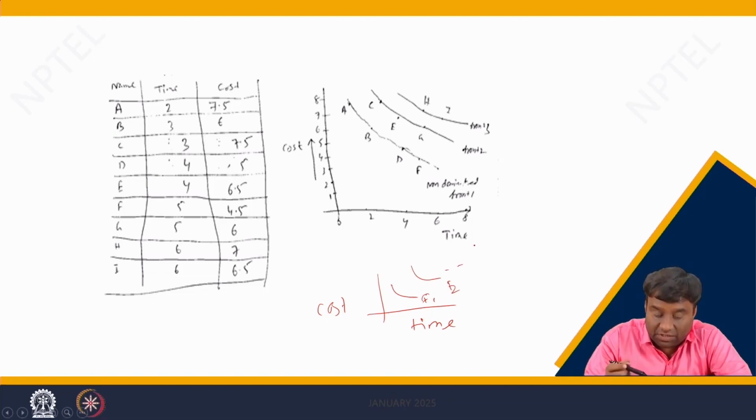So now try to understand these things. So A is 2, 7.5, B is 3 and 6. If you compare A with B, see cost is maximum here, and time is minimum for these two. So you can say these two are non-dominating. In a similar way, if you draw the diagram, you will get A, B, D, F as the non-dominating front. C, E, G is front 2, not dominated, and H, I is front 3.